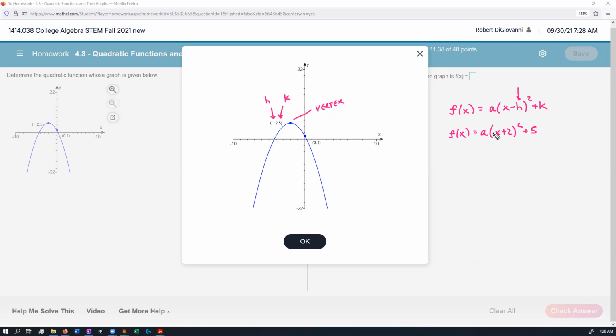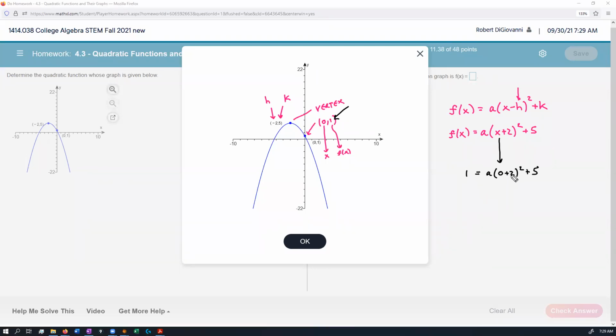So here's what I know about this function so far. It must look like this. The only thing I don't know is what a is. But they give me one additional point on the graph. They give me the point 0, 1. What this means is when I plug in 0 for x, this is what the function should spit out. So if I replace x with 0, my equation looks like this: a times 0 plus 2 squared plus 5. I know that when I do that, it must spit out the y value of 1.